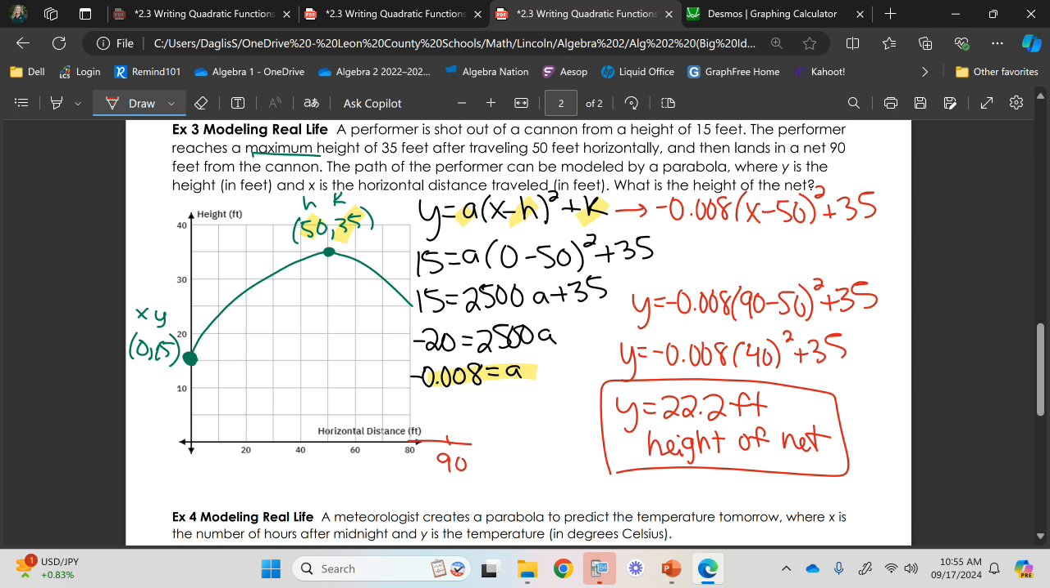Okay, but you have to at least show me this before you plug it into your calculator, because that proves to me you know where to put things.